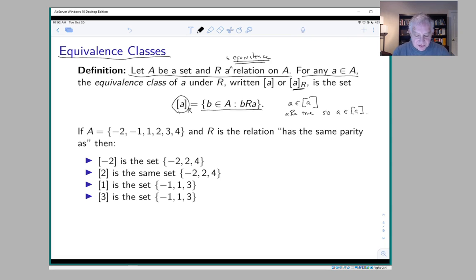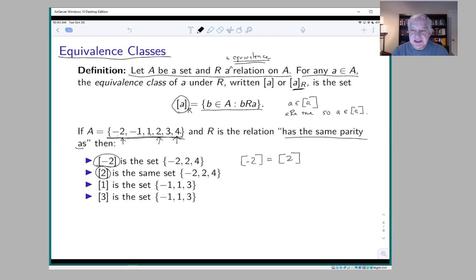So just to make this concrete, if we go back to the set -2, -1, 1, 2, 3, 4, and we use the relation has the same parity, what is the equivalence class of -2? Well, it's everything in this set A which has the same parity as -2. So that's -2, 2, and 4. What about the equivalence class of 2? Well, it's everything in this set which has the same parity as 2, and that happens to be -2, 2, and 4 again. So the equivalence class of -2 is the same as the equivalence class of 2.